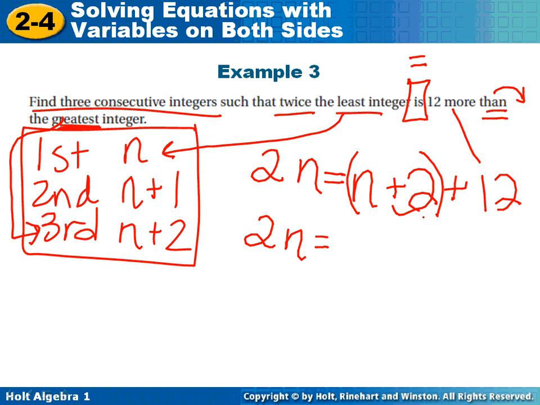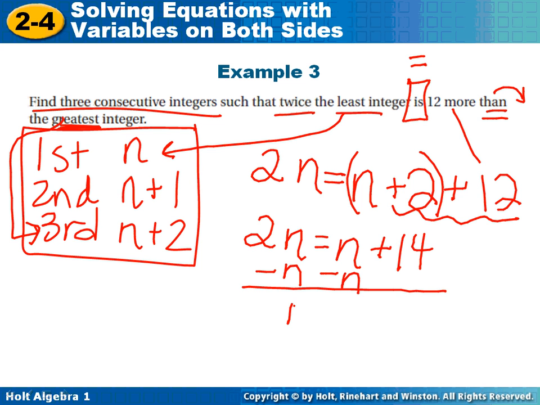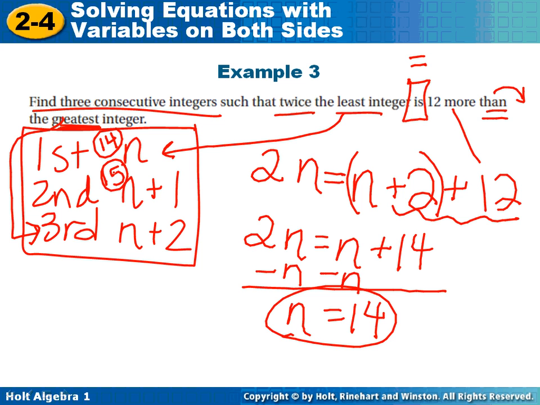Combining like terms, the 2 and the 12 can be added together. 14. Move your letters to the left, and n is equal to 14. Well, that n equal to 14 means that the first consecutive number is going to be 14. The second consecutive number would be 15, and the third consecutive number is 16. Good job.